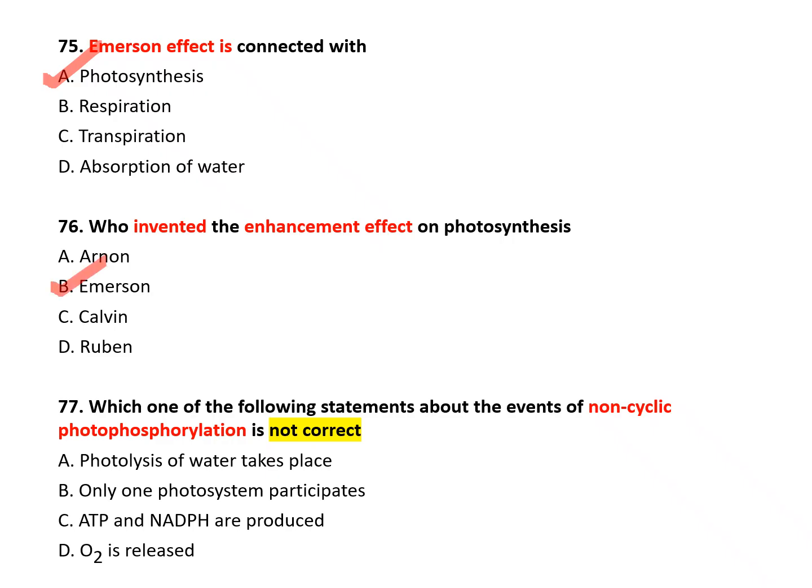The next question, number 77. Which one of the following statements about the event of non-cyclic photophosphorylation is not correct? Option A photolysis of water takes place, option B only one photosystem participates, option C ATP and NADPH2 are produced, option D oxygen is released. The correct answer is option B, only one photosystem participates, which is incorrect. Both photosystem 1 and photosystem 2 participate.